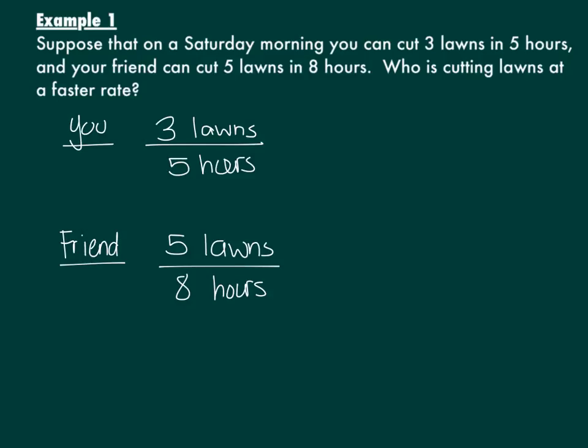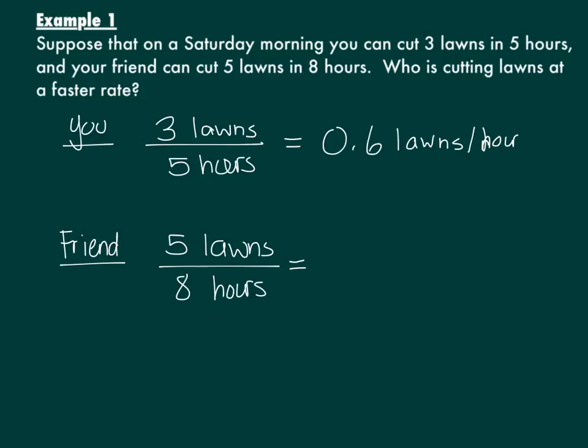So what's going to help is by finding the unit rate. So we're going to divide. So you always divide to find your unit rate. So for me, we're going to divide 3 divided by 5, which gives me an answer of 0.6, and I'm going to label this lawns per hour, sorry. So you can cut 0.6 lawns in 1 hour, and we're going to do the same thing for your friend.